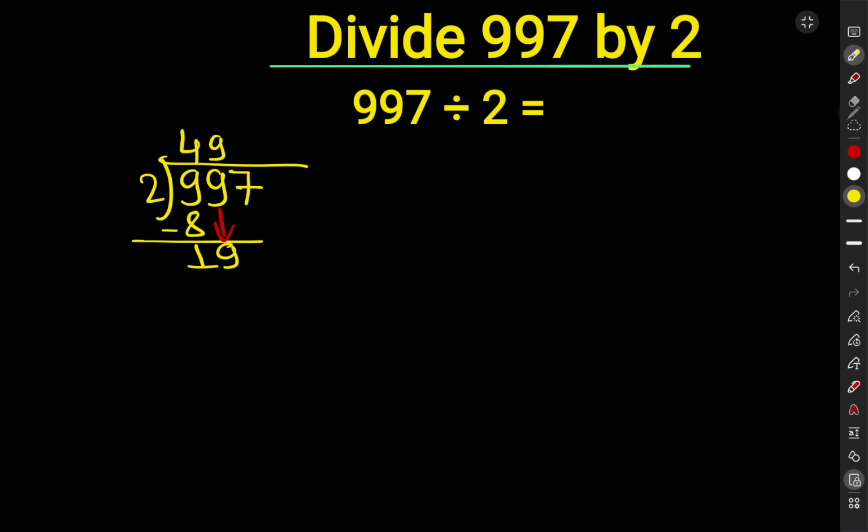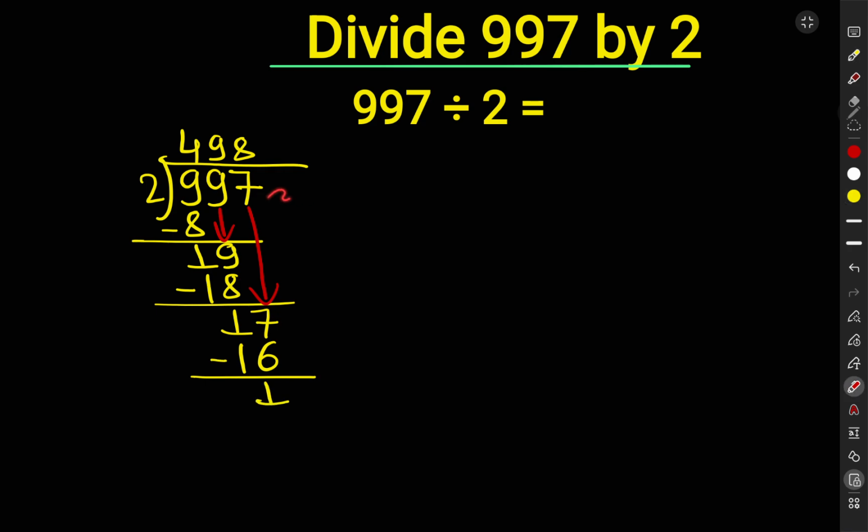So 2 times 9 is 18. On subtracting we get 1. So again we put down this 7 and it is 17. So 2 times 8 is 16. On subtracting it is 1.